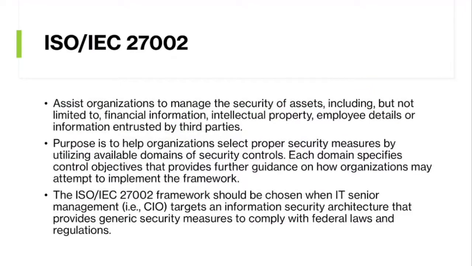So ISO IEC 27002 assists organizations to manage the security of assets, including but not limited to financial information, intellectual property, employee details, or information entrusted by third parties. So its purpose is to help organizations to select a proper security measure by utilizing available domains of security controls. Each domain specifies control objectives that provide further guidance on how organizations may attempt to implement the framework.